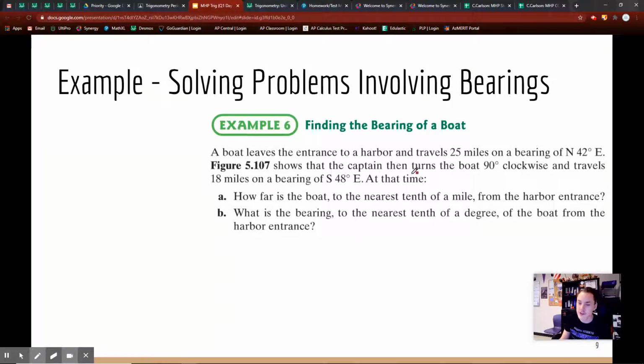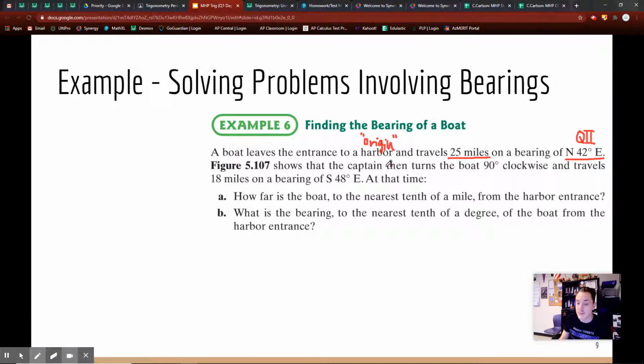A boat leaves the entrance to a harbor. So this is probably the origin. If it leaves the entrance to the harbor, that's what we call the origin. And travels 25 miles on a bearing northeast. So first of all, which quadrant is that? North and then east. So that means this is going to be in quadrant 2. Think about that. It's going to be in quadrant 2.